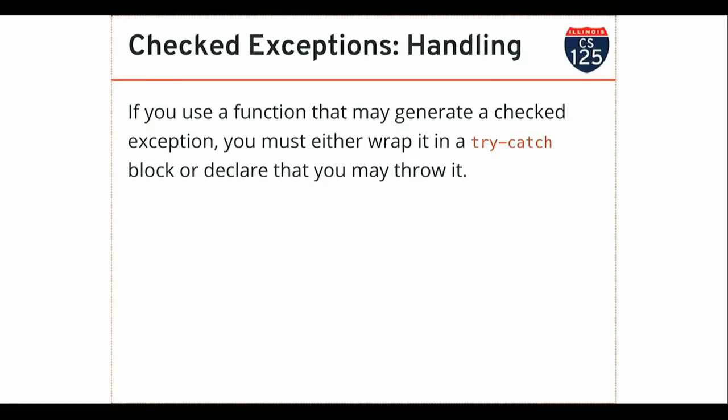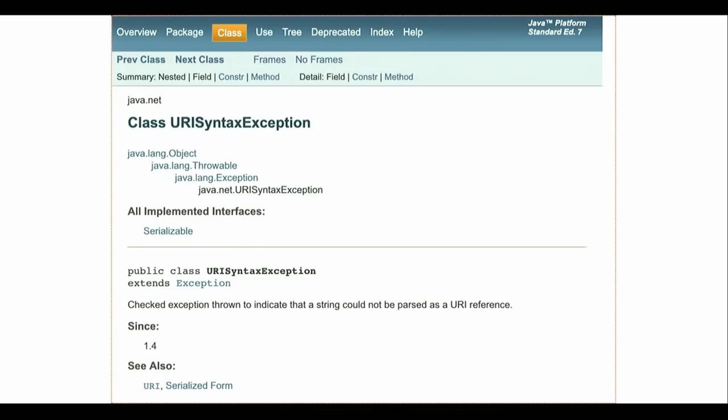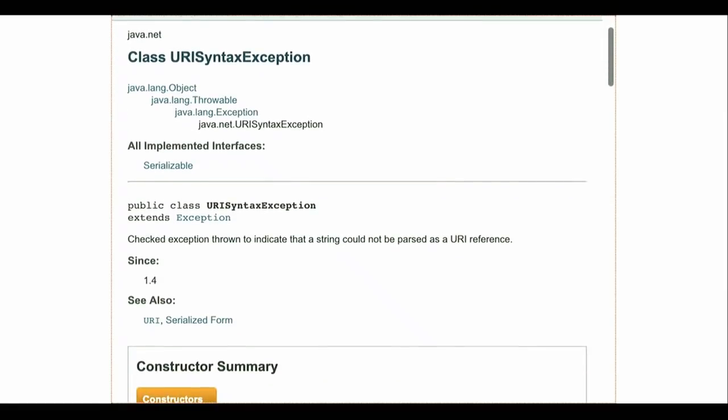Let me show you. Java has all these different examples of ways that things can go wrong, right? You'll see this is a particular type of exception that's used as part of the Java networking package. It's called a URISyntaxException. It says a checked exception thrown to indicate that a string could not be parsed as a URI reference. It inherits from Exception, but it's there because a specific piece of code in that package can throw an exception of this type.